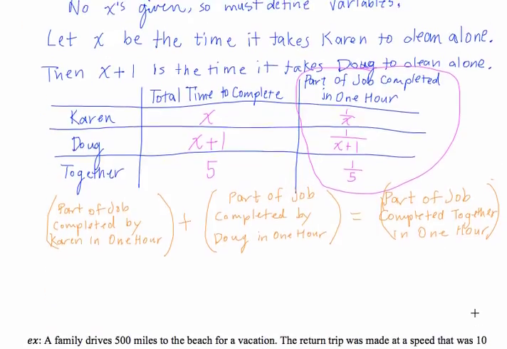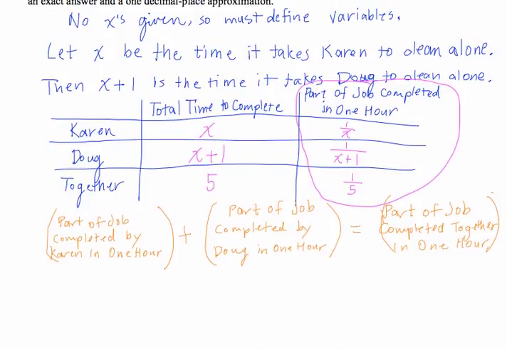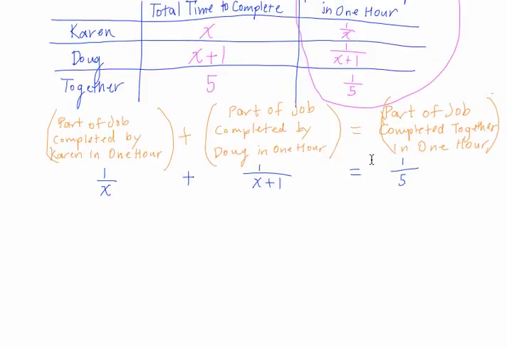The nice thing is we have variable expressions for each of these three things. Okay, the part of the job completed by Karen in 1 hour we already figured out is 1 over X. The part of the job completed by Doug in 1 hour is 1 over X plus 1. And the part of the job they complete together in 1 hour is 1/5. And so now we have an equation in terms of X that we can solve. What type of equation is this? It's a rational equation, so we are going to have to multiply both sides of this equation by the lowest common denominator.